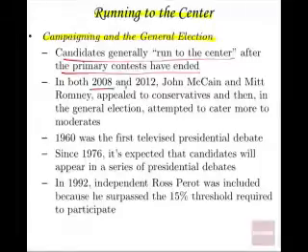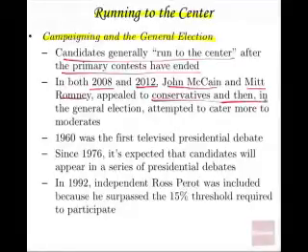So again, in both 2008 and 2012, John McCain and Mitt Romney appealed to conservatives, and then they won their respective nominations. John McCain was very harsh on immigration, and Mitt Romney was very pro-life in 2008 and 2012 respectively. And then once they win the nomination, you don't see them talk about that issue as much. So it's kind of a game that politicians play in both parties.